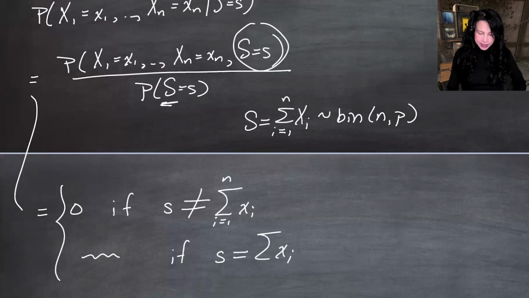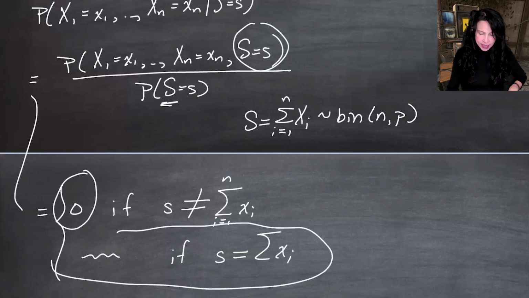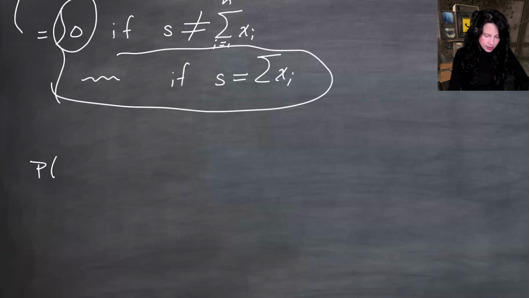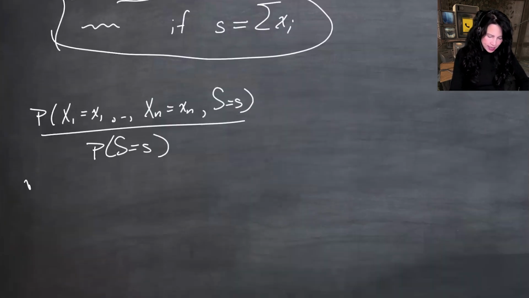So we get two cases. In this case, you'll note that there is no parameter p here. So this is free of the parameter, theta free, or in this case, p free. But we have to consider this other case. So let's do it. I'm going to rewrite this. The probability that x1 equals little x1 out through xn equals little xn, and S equals little s, over the probability that S equals little s.